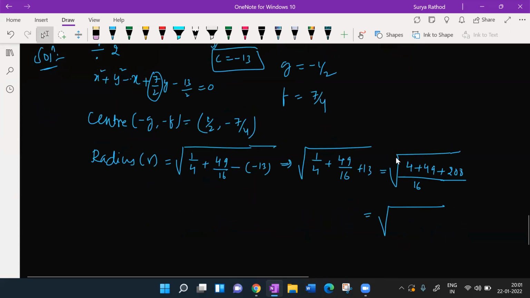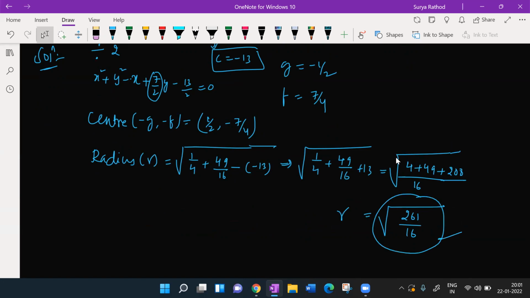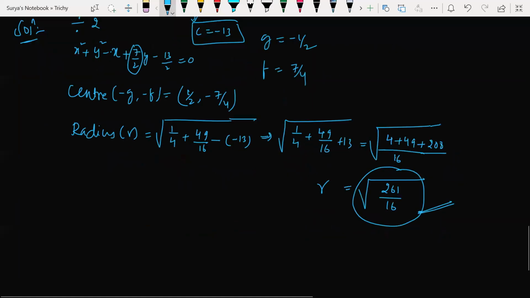Said add all this stuff. So 53 plus 8. So 261 divided by 16, which is your radius. Alright people, you understand my point? Yes, very simple. So this is what the basic questions of your general equation of a circle.